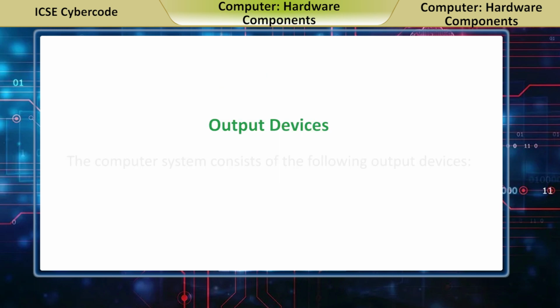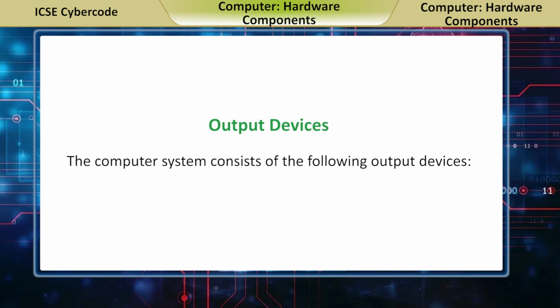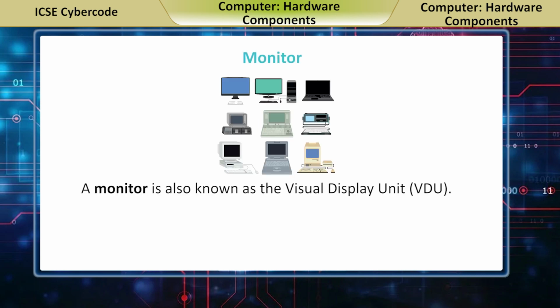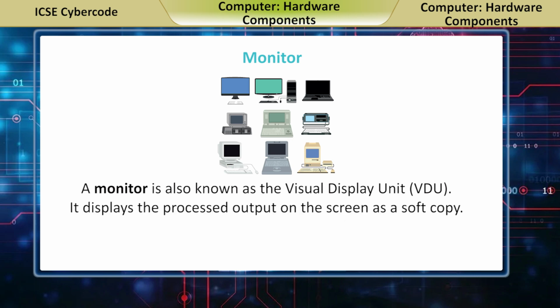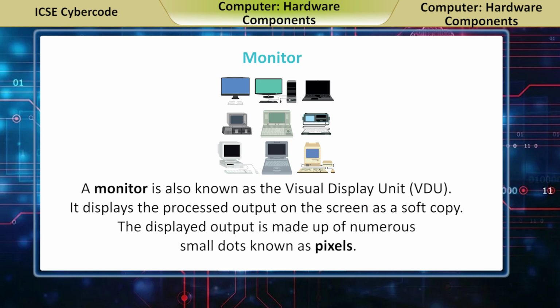Output devices. The computer system consists of the following output devices. Monitor. A monitor is also known as a visual display unit, VDU. It displays the processed output on the screen as a soft copy. The displayed output is made up of numerous small dots known as pixels.